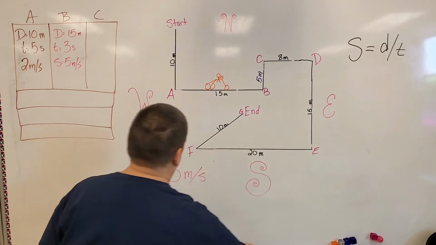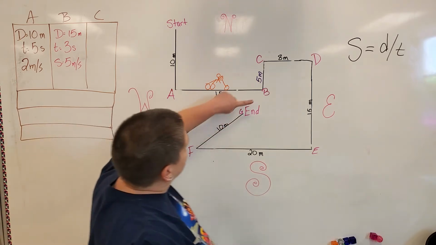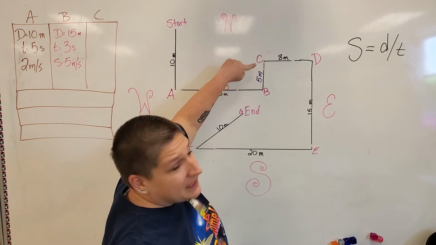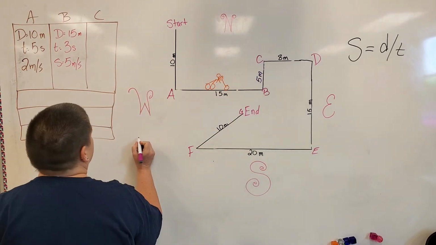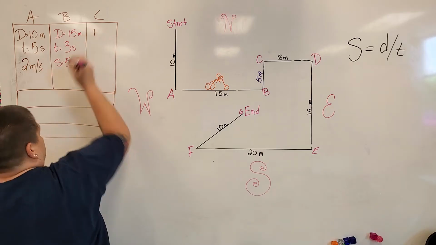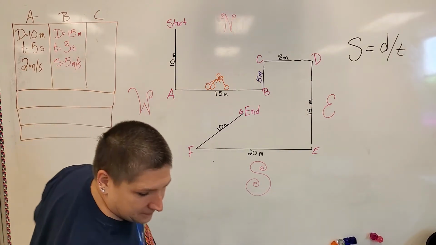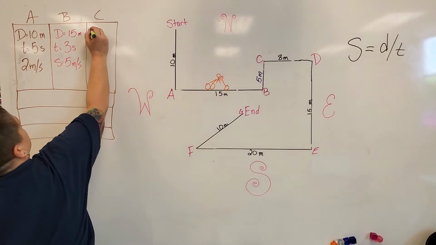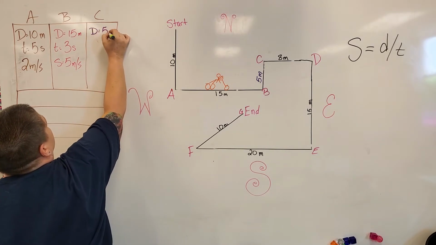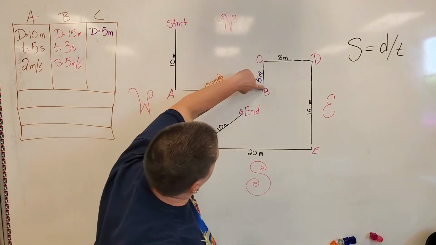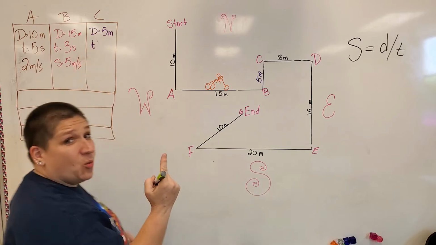Now let's do one more. So my second one is going to go from point B to point C, and it's 5 meters. Oh, let me get a different color for you. Let's say my distance was 5 meters. And I know that because I just measured it. It's 5 meters right there. And let's say it only took 1 second.